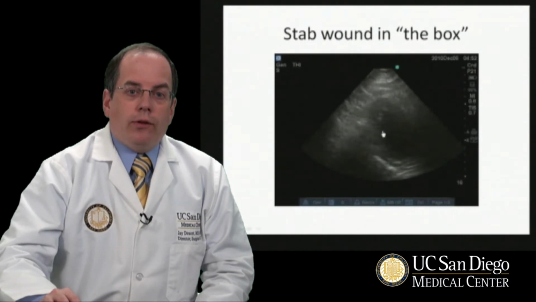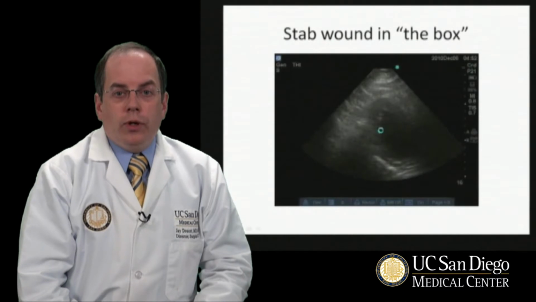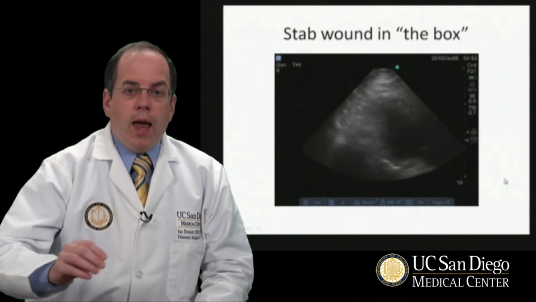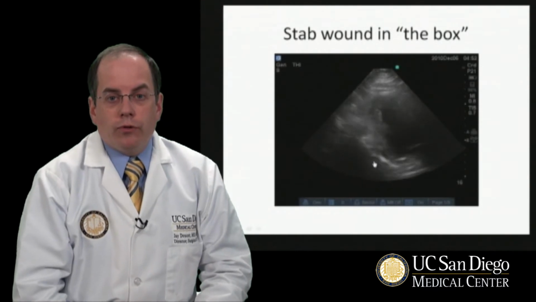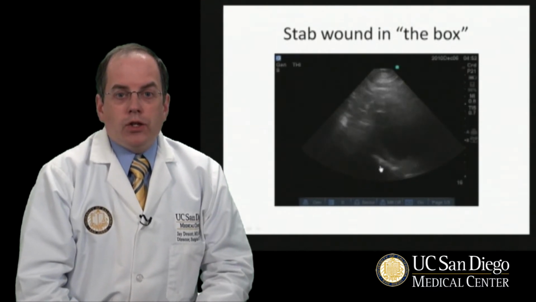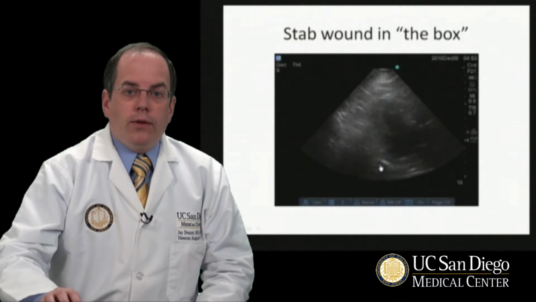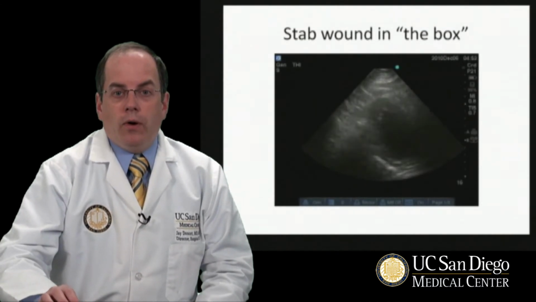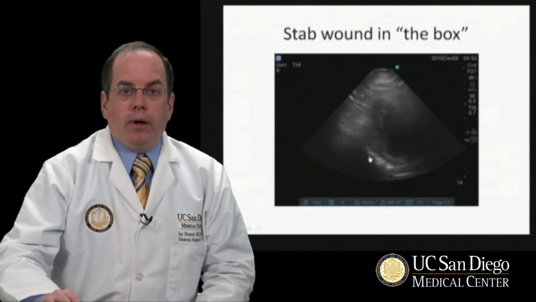Here's a patient who has a stab wound in the box, and although the amount of fluid here is small, it can be picked up. If you look posteriorly here, which is often the place that fluid is first seen, you'll see that occasionally a black line appears between the layers of the pericardium and the heart. This is typical of a patient who has pericardial effusion and may be having the onset of pericardial tamponade.